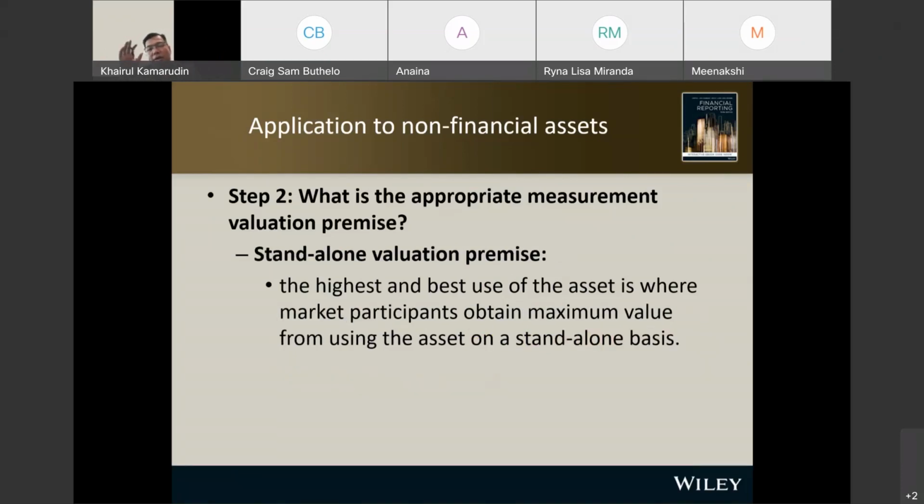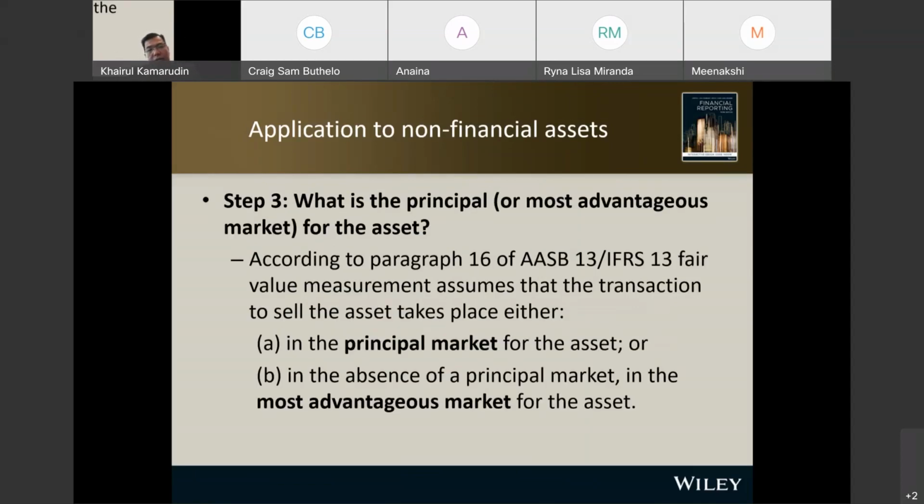Some assets cannot survive on their own. You have to depend on other types of assets. Okay. So the standalone valuation premise is that the highest and best use of an asset is where the market participant obtains maximum value from using the asset on a standalone basis. That is another way: standalone or combination of assets.